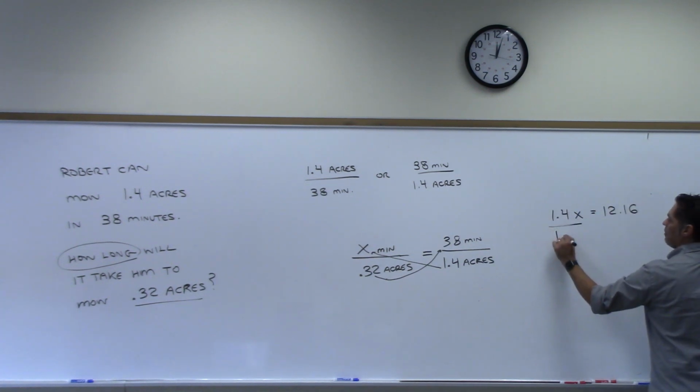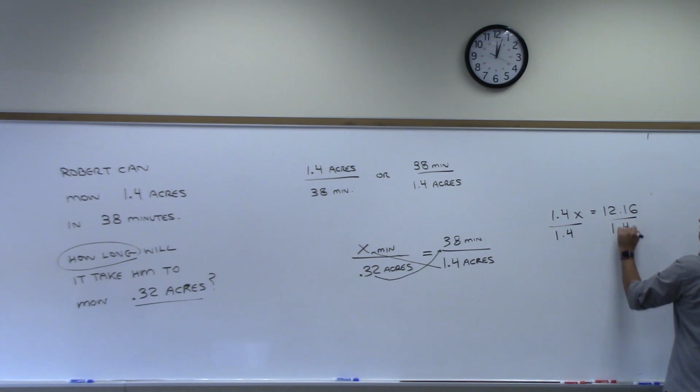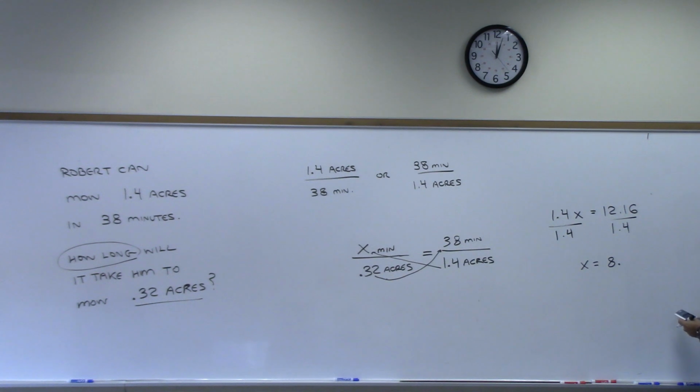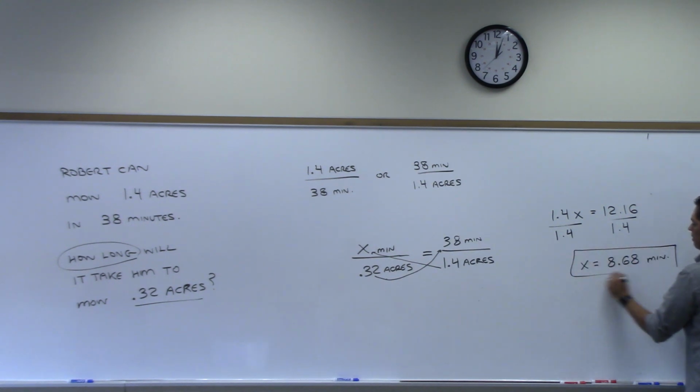Solve, divide by 1.4. 8.68. I would take that. That's fine. 8.68 minutes. That, to me, that makes sense. I hope it makes sense to you. Good?